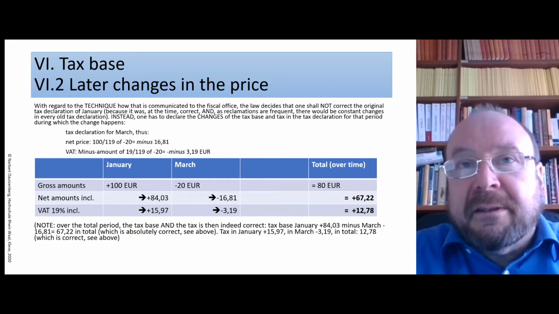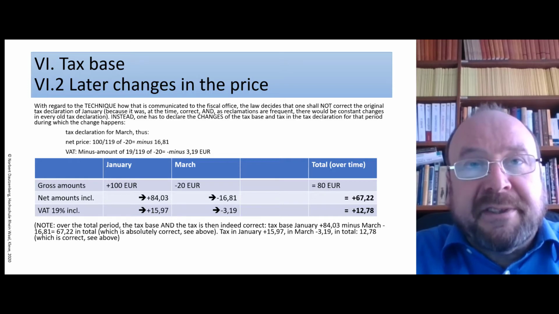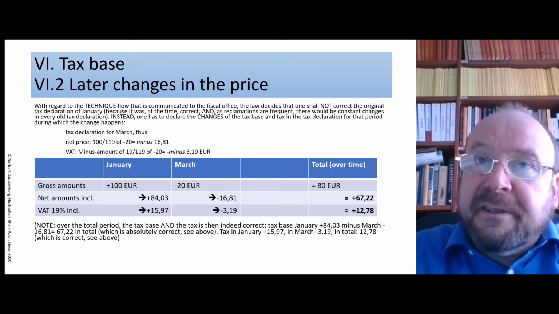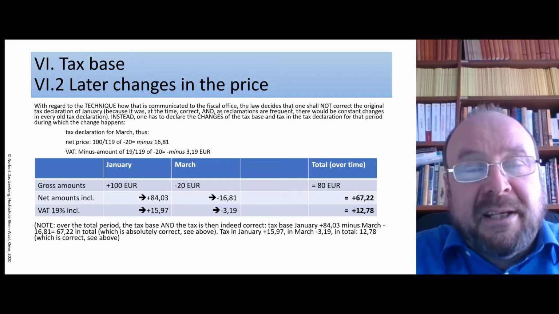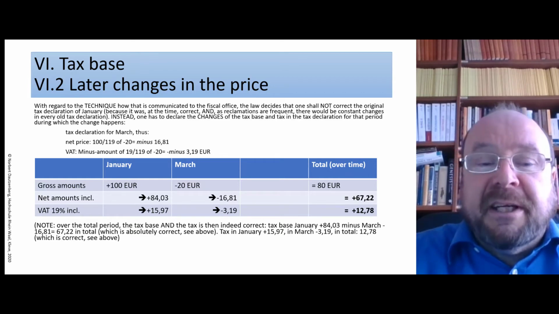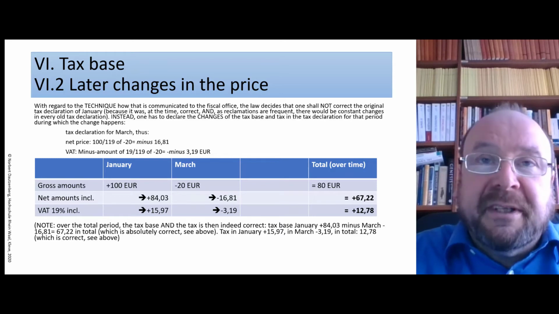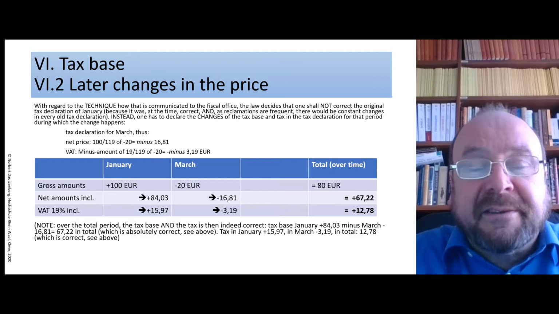Now, if you then add up all the tax declarations over time, here the January and the March one, you find out, surprisingly, that the total is absolutely correct. In January, you communicated a net amount of 84.03. In March, a negative amount of 16.81. If you add that up, you end up with 67.22, which is indeed correct for a gross amount of 80. The VAT of 15.97 in January was paid. Now you have a refund claim of 3.19, a negative VAT in March. If you add that up over time, you end with a total which is 12.78, and that is absolutely correct.